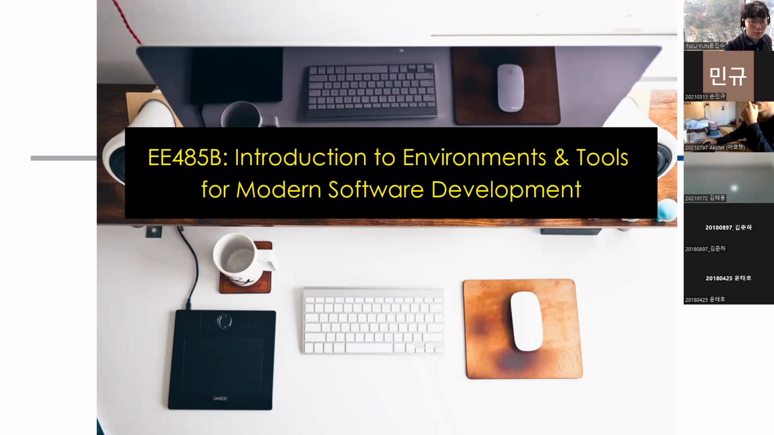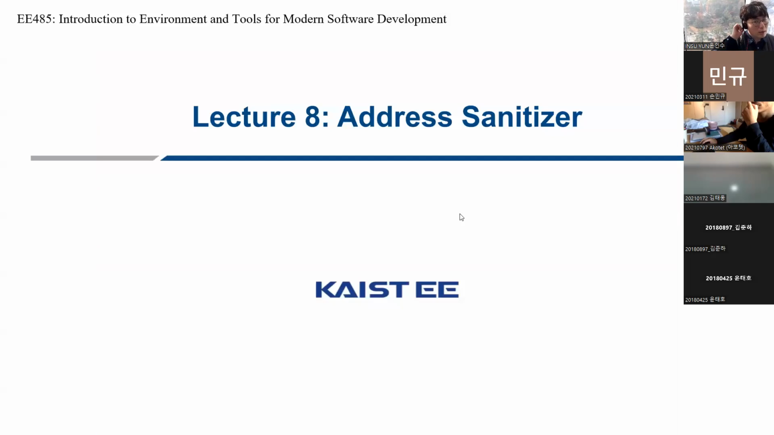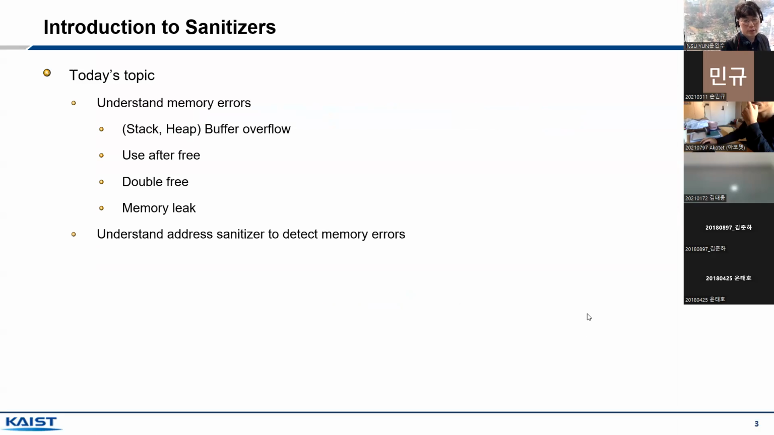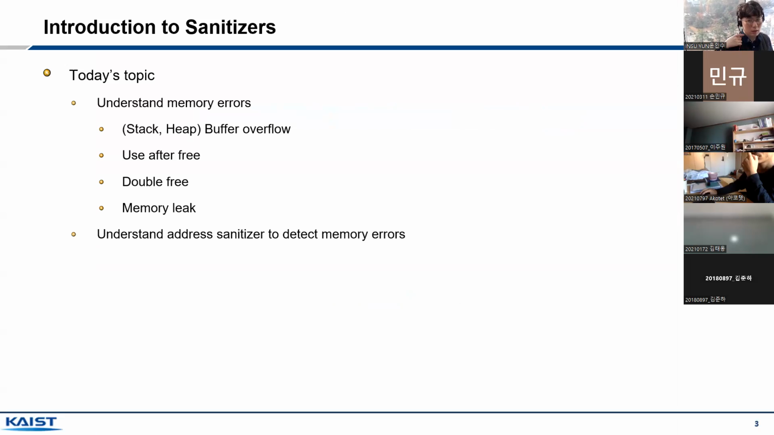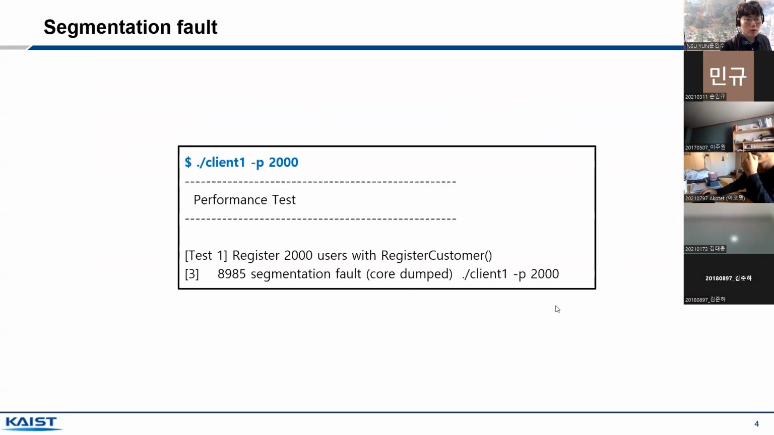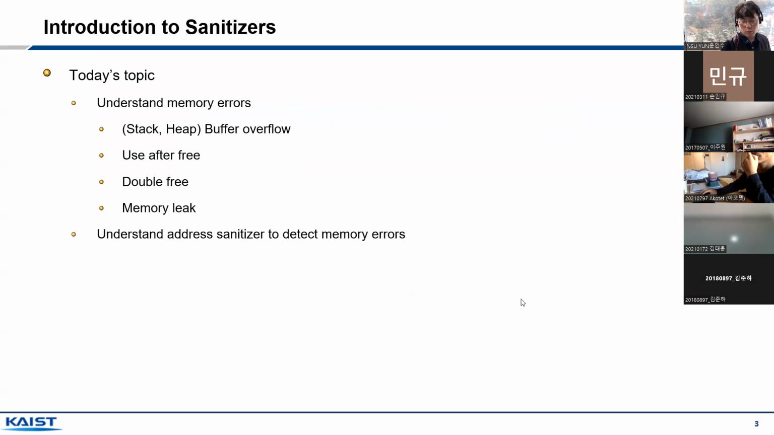Today we're gonna talk about a tool called Address Sanitizer. This is a tool that allows you to detect memory errors in a very convenient way. Today we're gonna understand what memory errors are. We will talk about buffer overflow for the stack and the heap, and we will also talk about use after free, double free, and memory leak, and the Address Sanitizer helps you to detect those kinds of errors.